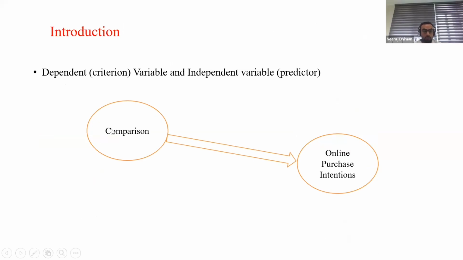Multiple regression is basically a statistical technique that is used to analyze the relationship between a dependent variable and multiple independent variables. So notice one thing: we should always have multiple independent variables and one dependent variable. Ultimately there are multiple predictors and one dependent variable.